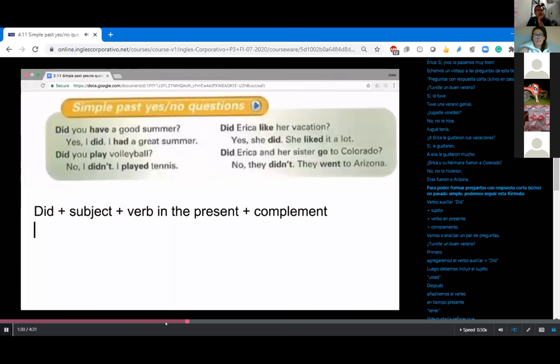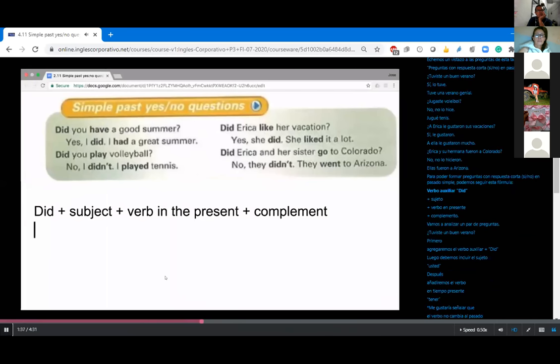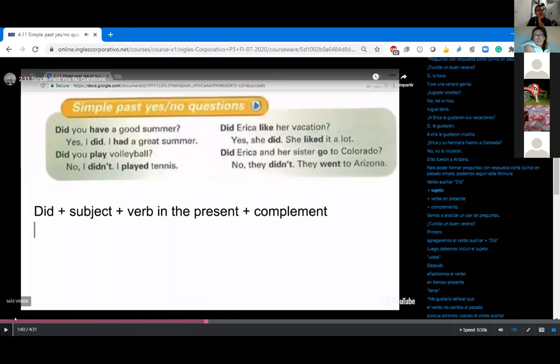In order to form simple past yes or no questions, we can follow this formula. Auxiliary did plus subject. Okay, remember that you use did, subject. Here you're going to use he, she, it, we, you, they, or the name of the person, right? Did Erica, did Walter, did Santos, did Jeanette, did Drusella, did Esther, did Saul, okay? Did my brother, did my sister, did my whatever.